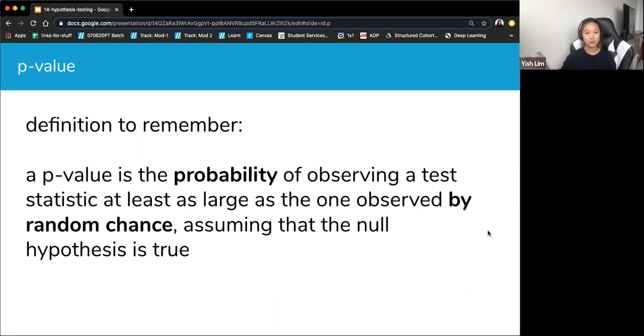So a definition to remember is that the p-value is a probability of observing a test statistic at least as large as the one observed by random chance, assuming that the null hypothesis is true. So the assumption that the null hypothesis is true is something that we can't really control. If we're told that the population mean is something, we can't really prove otherwise. But the p-value is the probability of observing a test statistic at least as large as one observed.